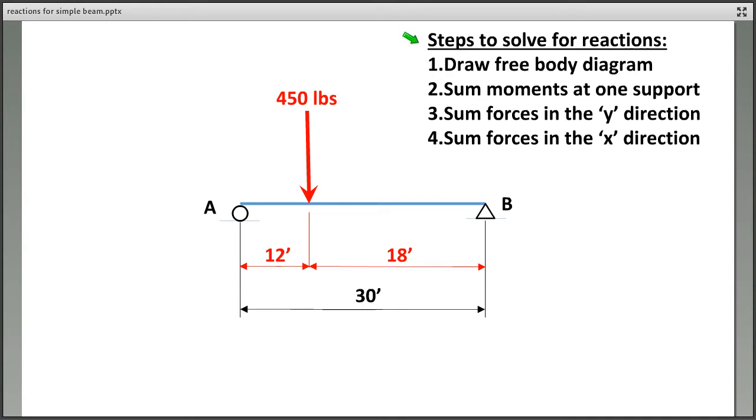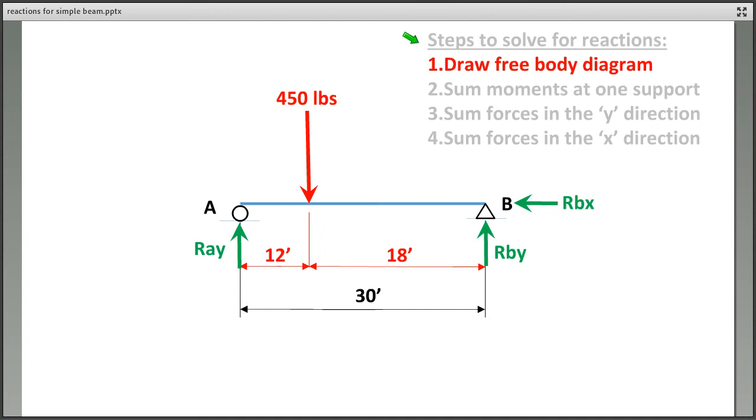So let's go through and take a look. First thing we're going to do is draw our reactions. And as we said, for a roller, we're going to have only a reaction where the roller is in contact with the surface. In this case, the roller is in contact with the ground, so we only have a reaction in the Y direction. We'll call it RAY. The pin has reactions in both the X and the Y direction. That's the definition of a pin. It doesn't allow movement in the X direction or the Y direction.